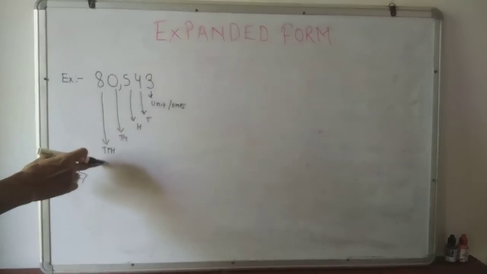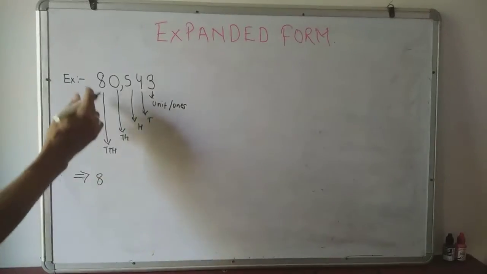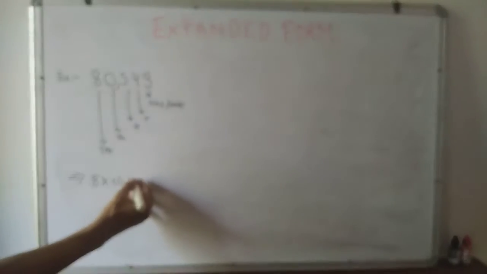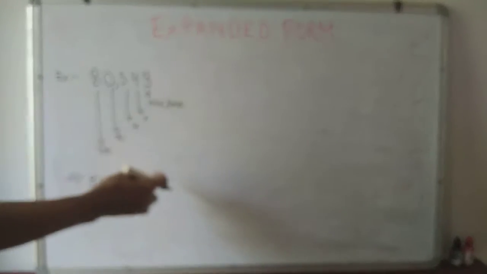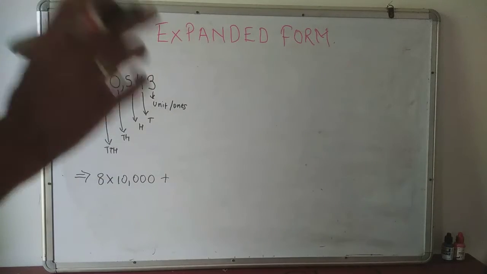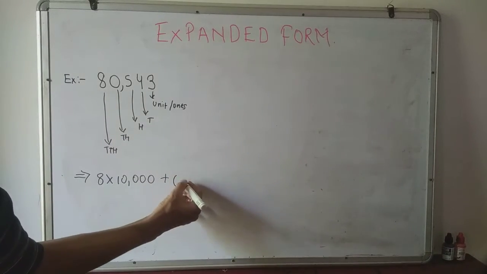See, 8 is in which place? 10,000. So we write the first digit 8 and its place value, that is 10,000. After writing the first digit, we add a plus symbol. After adding the plus symbol, we write 0.